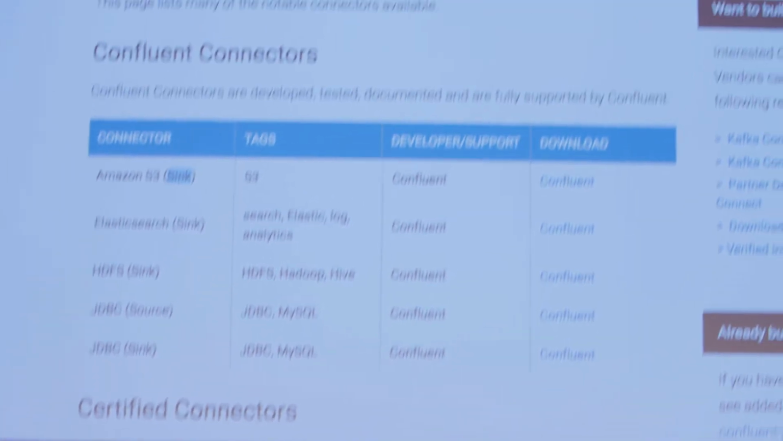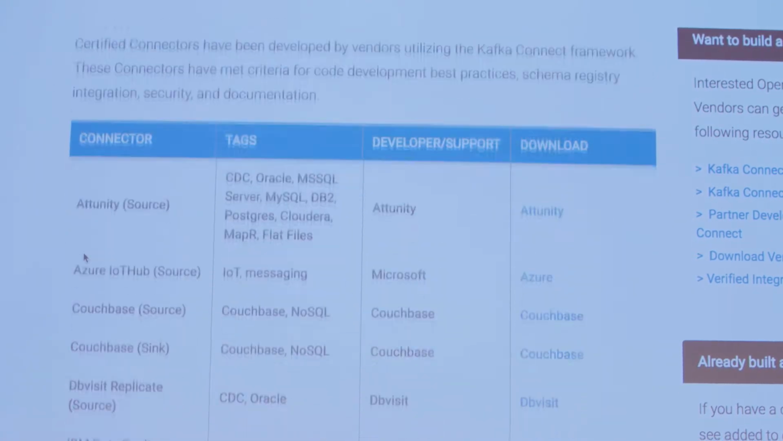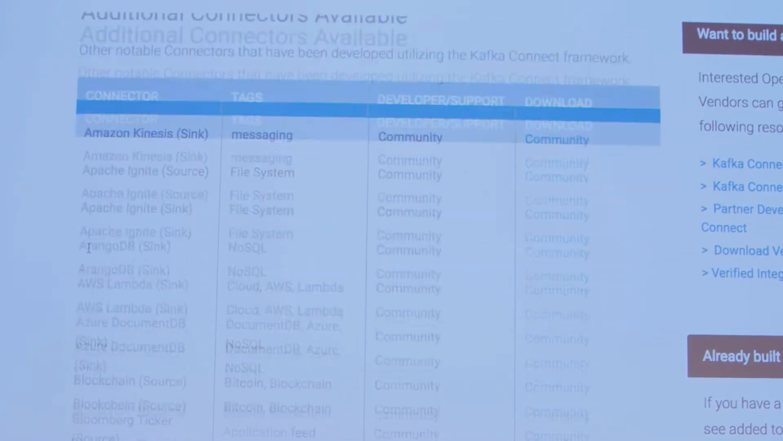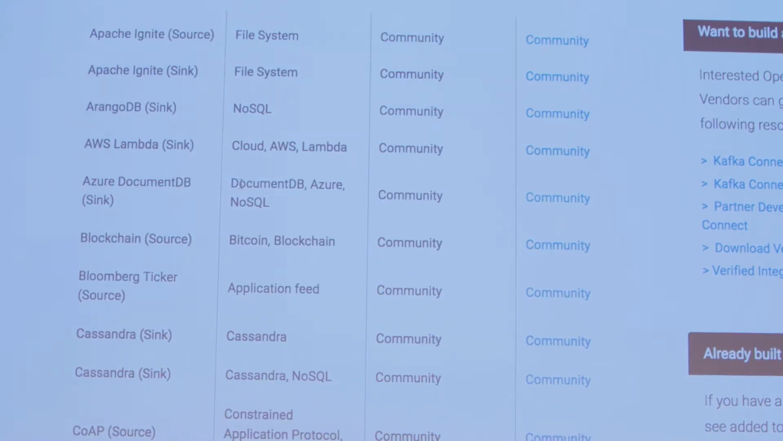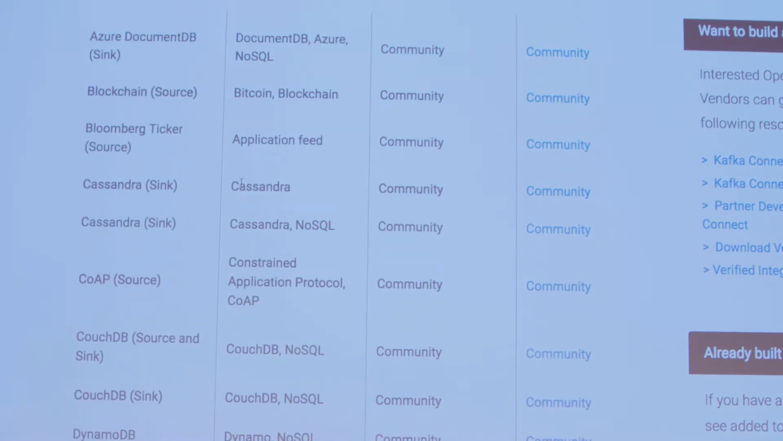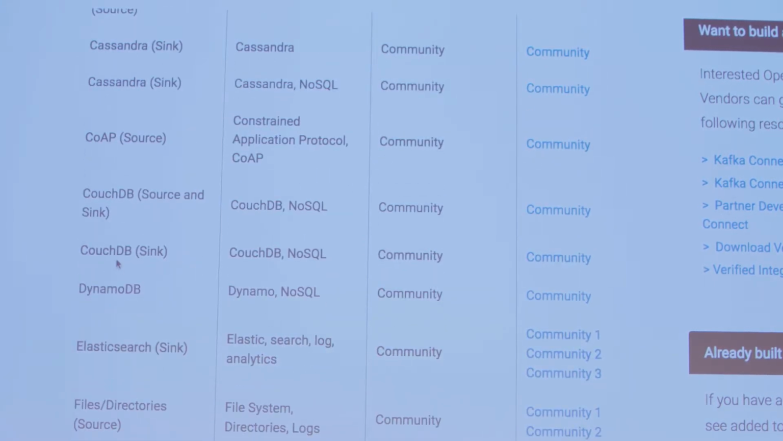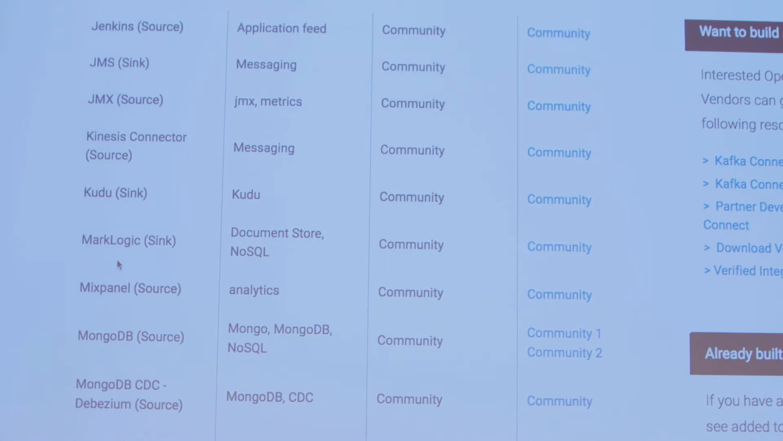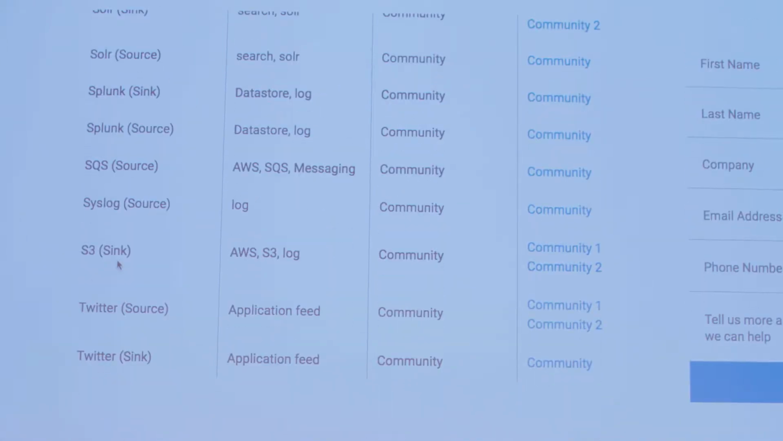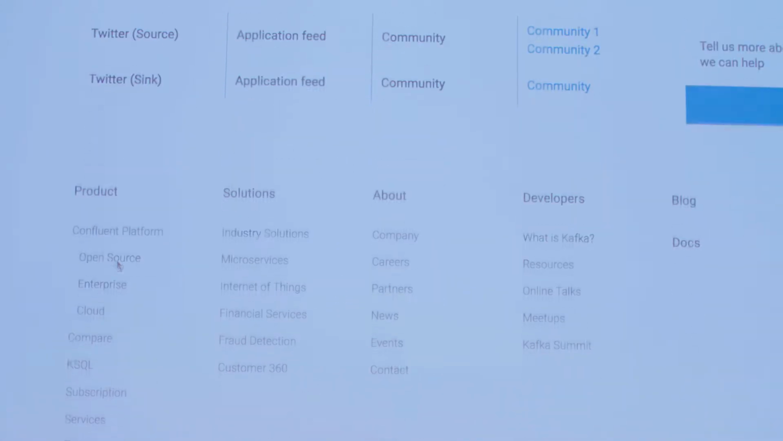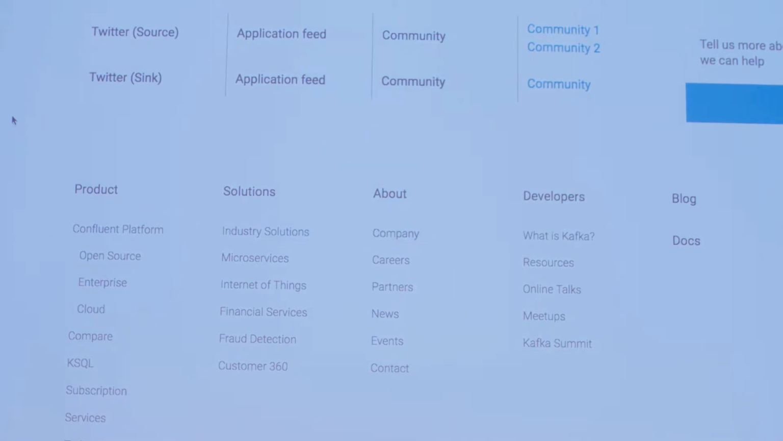You can have the Amazon Sink connector, which exports data from Kafka into S3. The same for Elasticsearch, or you can have databases. And there are also some open source ones, additional connectors from the community. There are lots, from DynamoDB, CouchDB, and whatever you want. You can find it here: Redis, Splunk, Solr. So you can configure, just download their code, and then just run it in your Kafka Connect servers.